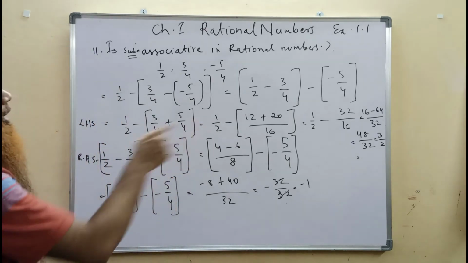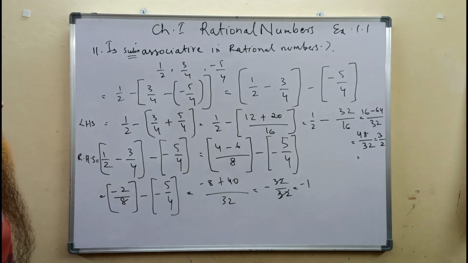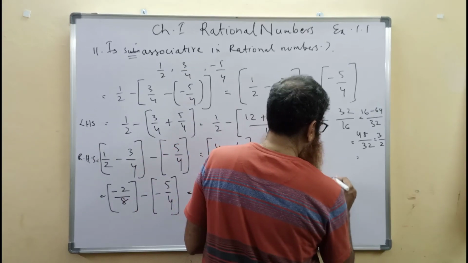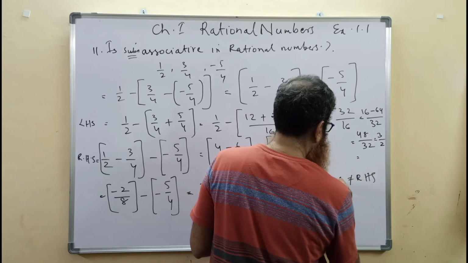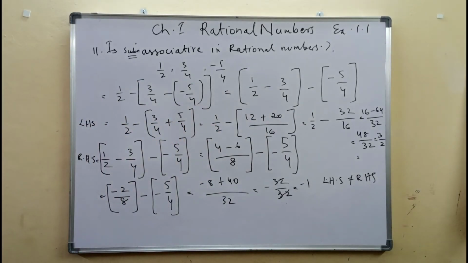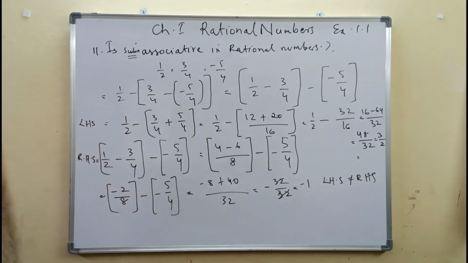But on the left hand side we got the result as 3 by 2, and on the right hand side we got 1. So LHS is not equal to RHS. That proves, with the example we have seen, that subtraction is not associative in rational numbers. Please make a note, children, in your notebooks.